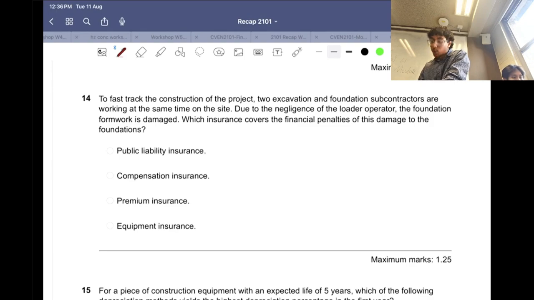Compensation is based more on injured employees and stuff. So if anyone got injured in this, then yeah, we would go for the second one. If any equipment got broken, we'd go for the fourth one. And yeah.